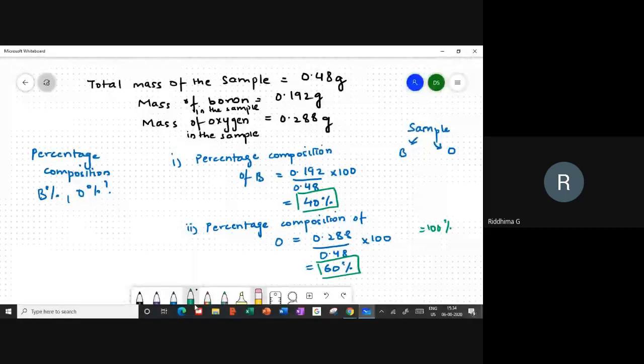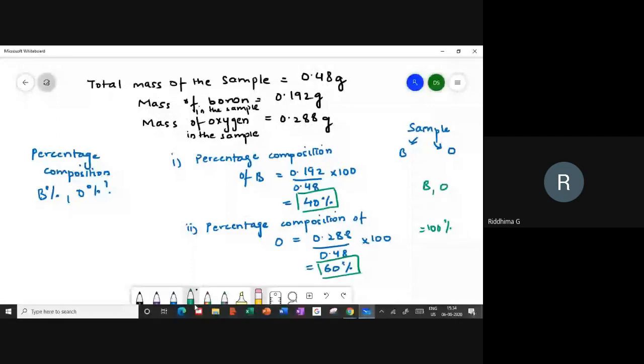That tells you whether the answer is correct or not. See, why is this so? Because this sample only contains boron and oxygen, correct? So it won't have anything else. So these percentages, when you add them, come to 100%.